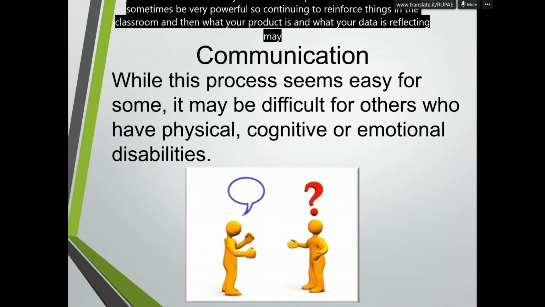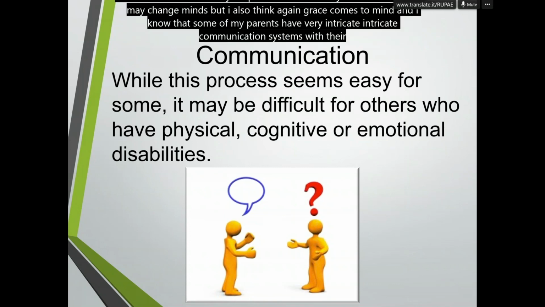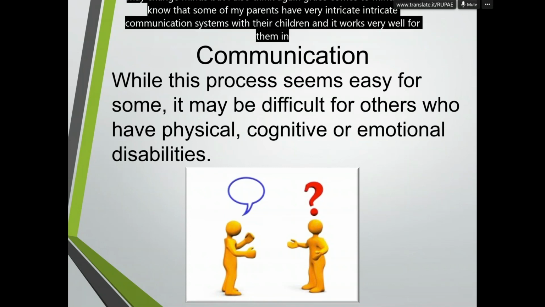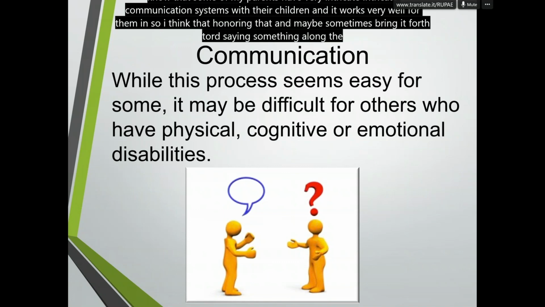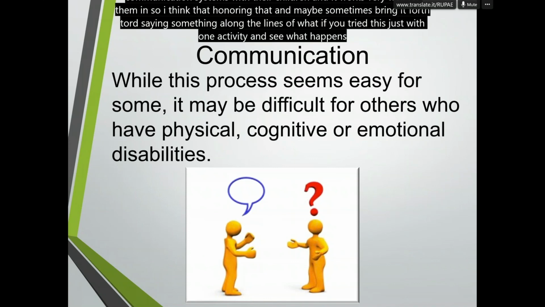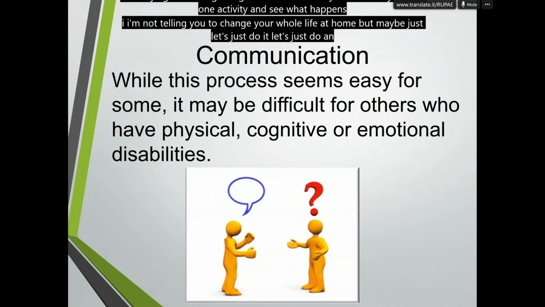But I also think, again, grace comes to mind. And I know that some of my parents have very intricate communication systems with their children, and it works very well for them. And so I think that honoring that, and maybe sometimes bringing it forth by saying something along the lines of, what if you tried this just with one activity and see what happens? I'm not telling you to change your whole life at home, but maybe let's just do an experiment, you know, and you pick the activity, we'll do some coaching around that activity, and let's just see what happens.